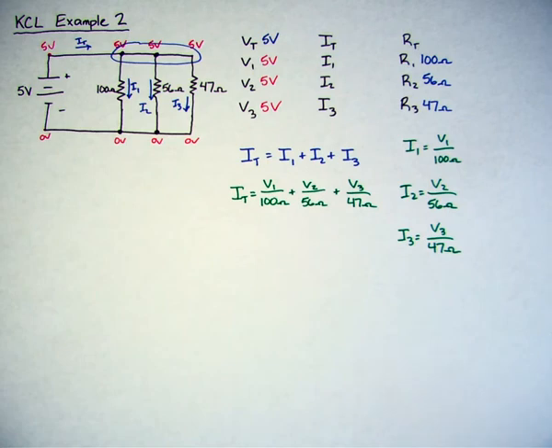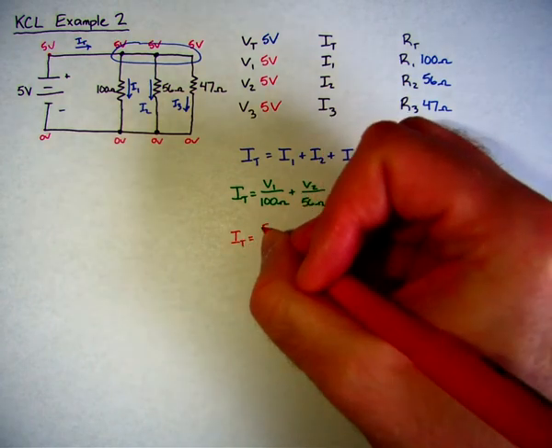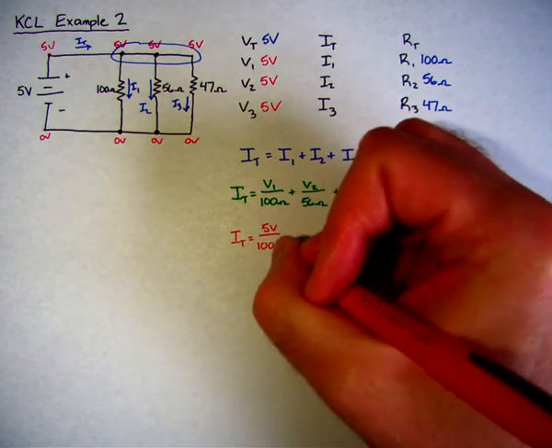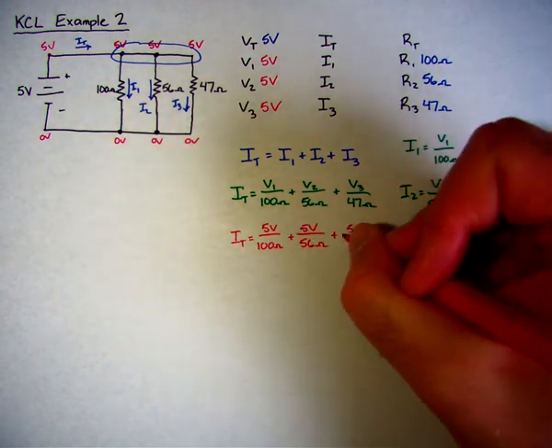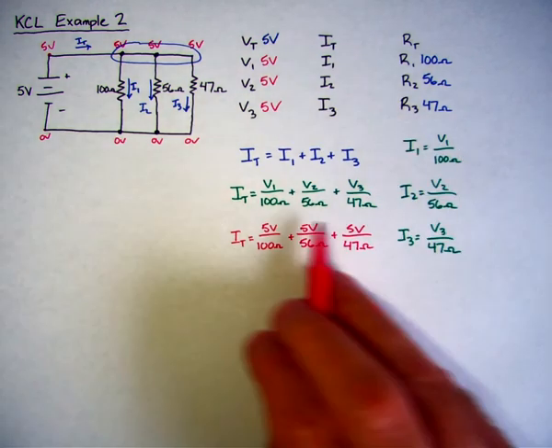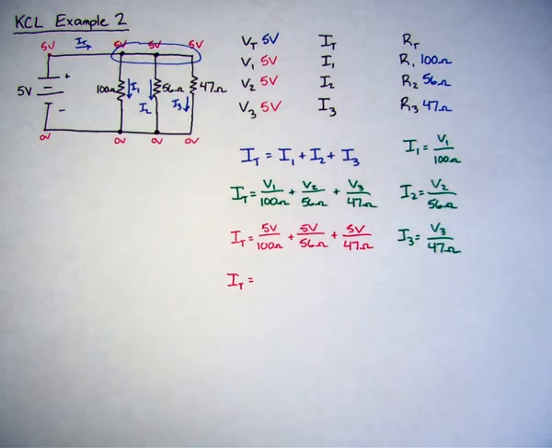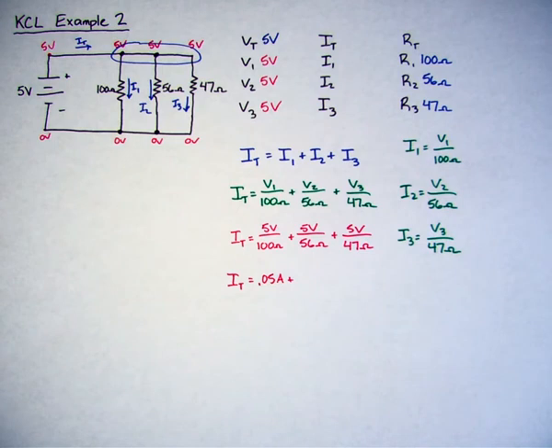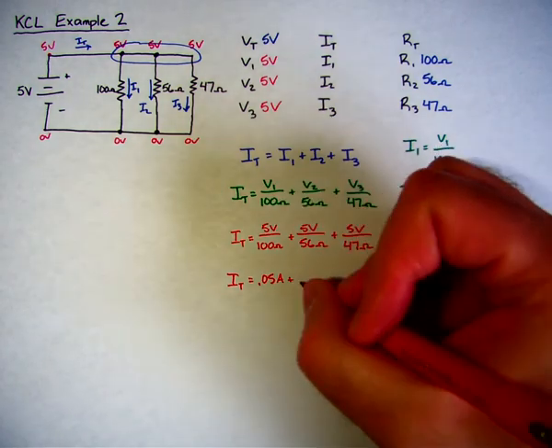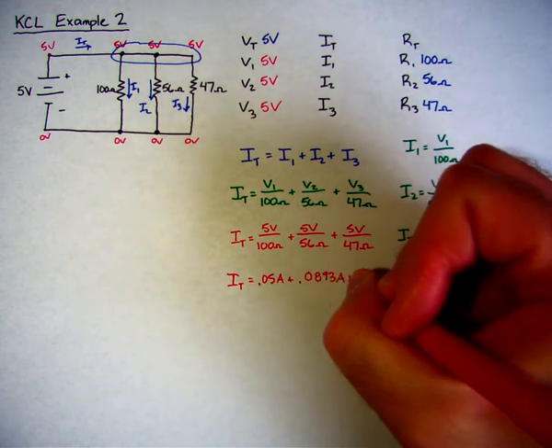This is showing you why those rules are in place, which means if I substitute in here, I know it's 5 volts divided by 100 ohms plus 5 volts divided by 56 ohms plus 5 volts divided by 47 ohms for my KCL equation, which means I can now find my total current. So 5 divided by 100 is 0.05 amps, plus 5 divided by 56, which I'll round to 4 decimal places here, 0.0893 amps.